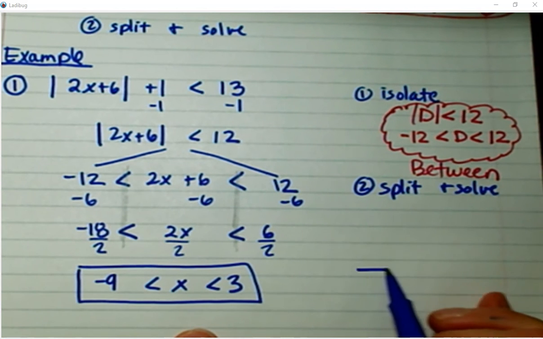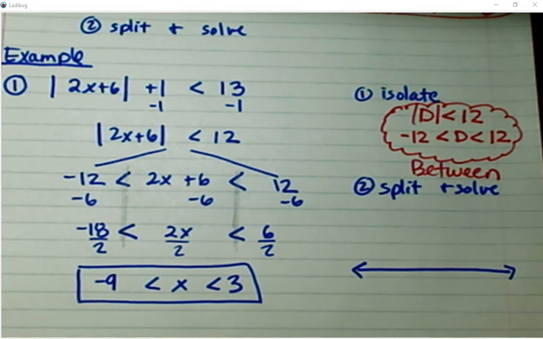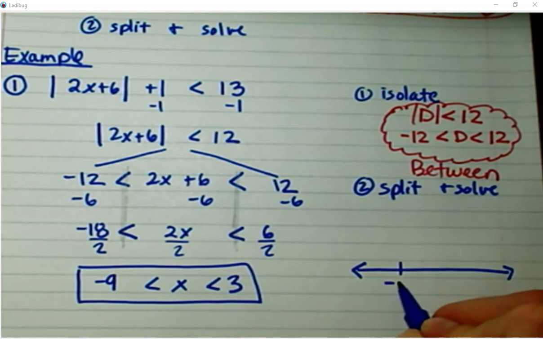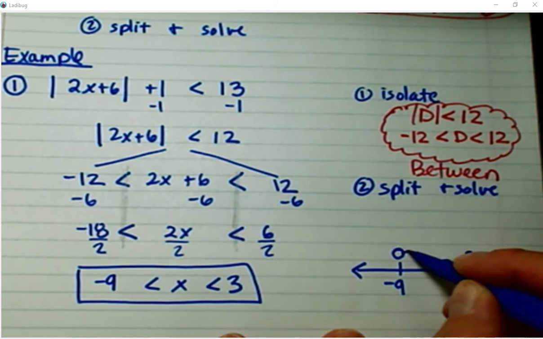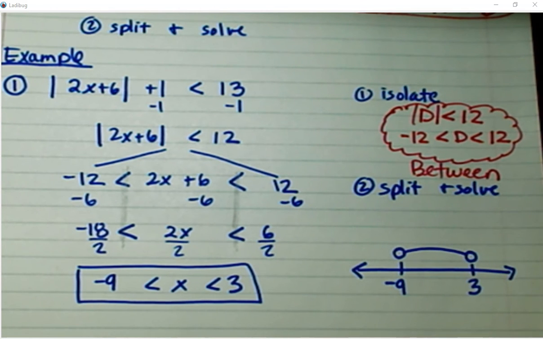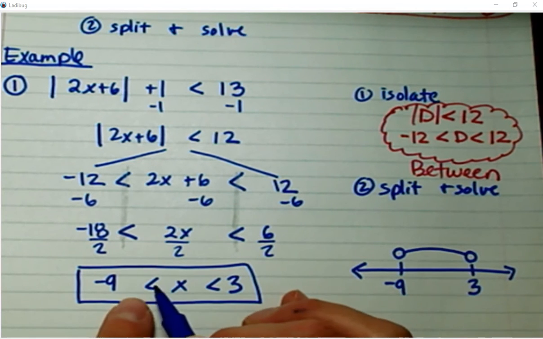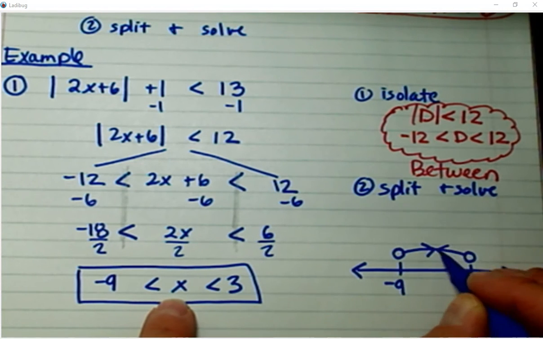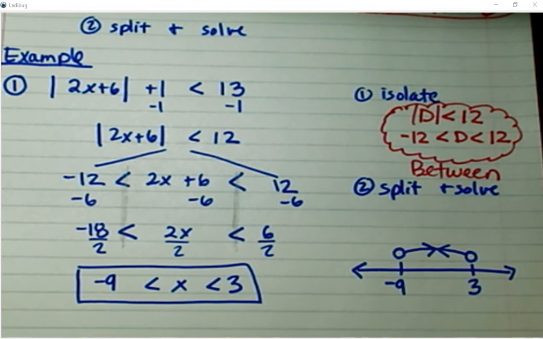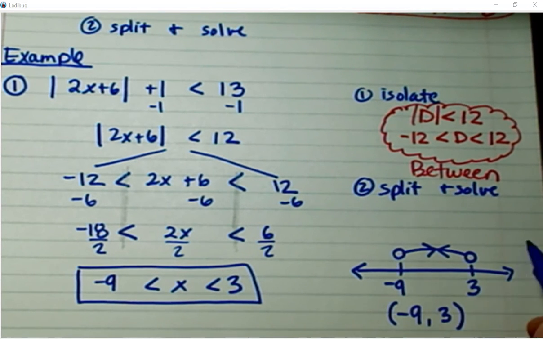Now to go along with this, we're just going to sketch the number line and we'll write some interval notation. -9 and 3. Open circles because it's not including the endpoints. Shaded between. Notice that this is really 2 inequalities in one. It says x is more than -9, so it's going this way. x is less than 3, so it's going this way. It's the overlap, it's the intersection. All right, lovely interval notation.